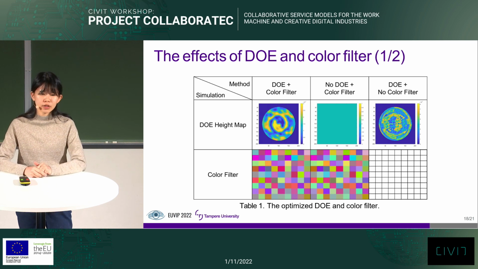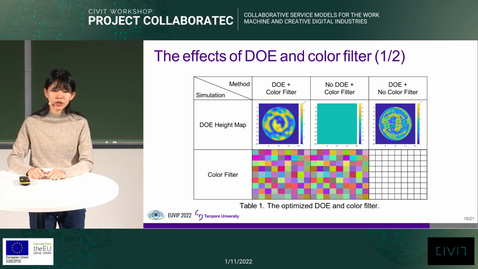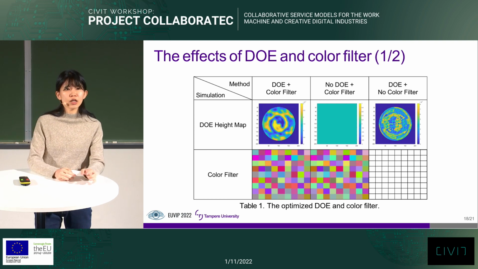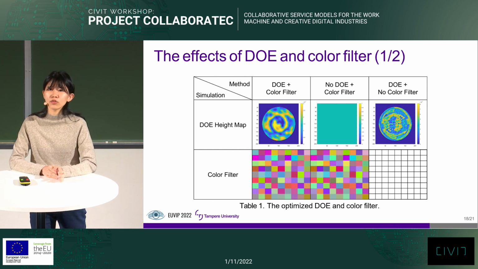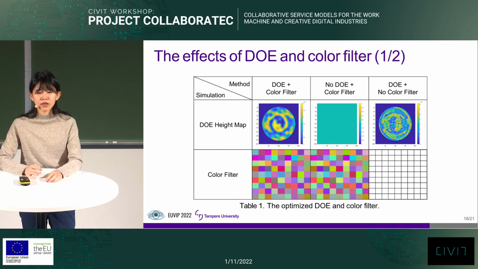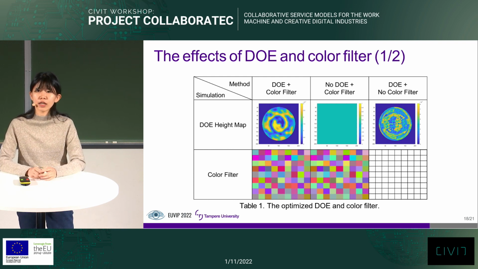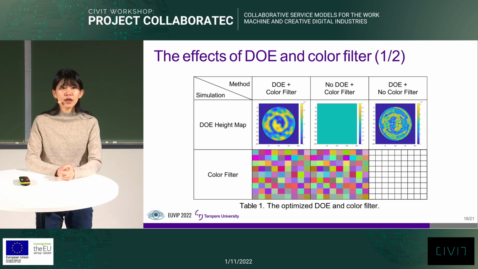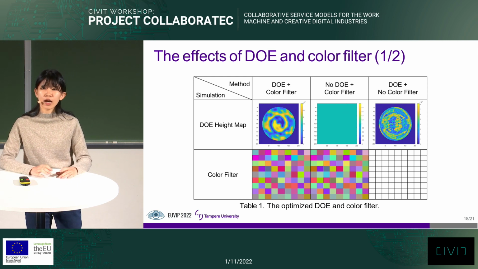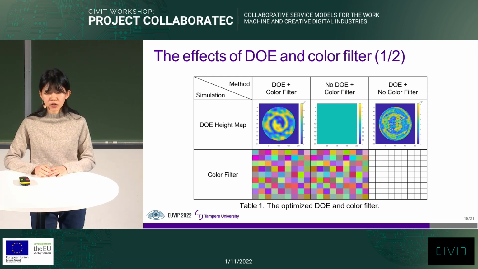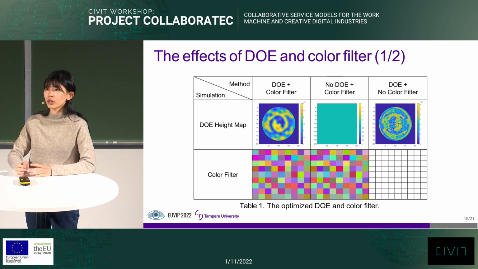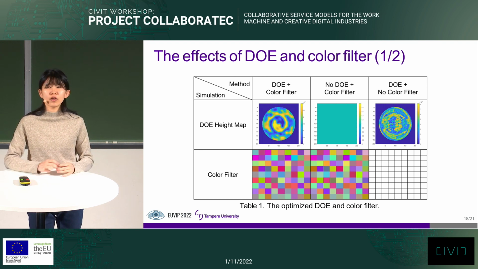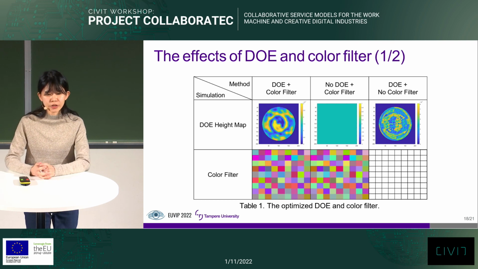The second part of the simulation is about the effect of the DOE and the color filter. In this case, there are three different assumptions. First is using both DOE and color filter. Second is there is no DOE, but there is the color filter. And the third case is there is DOE, but without the color filter. Without DOE means that the DOE is fixed at zero for the height map values, and without the color filter means we set the color filter fixed as 1 to transmit the whole spectral information.